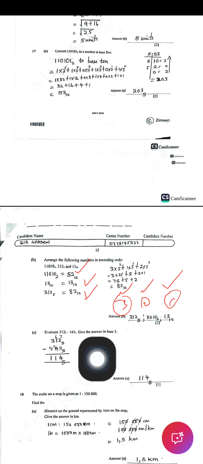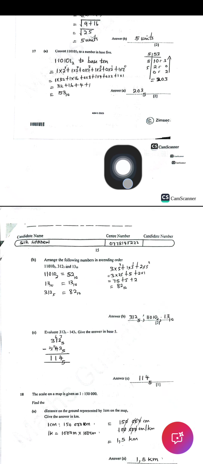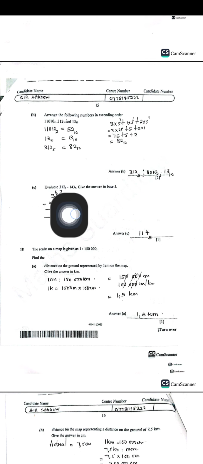All right, so let's move on to another question, which is number 13, number 8, number 17C. Evaluate 312 base 5 minus 143 base 5, give your answer in base 5.